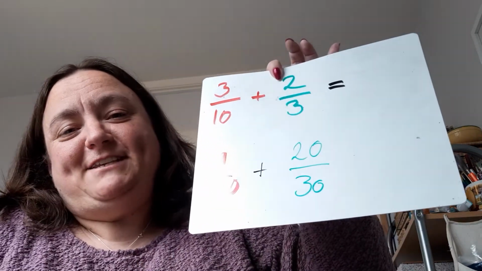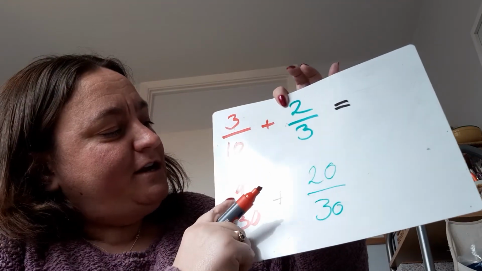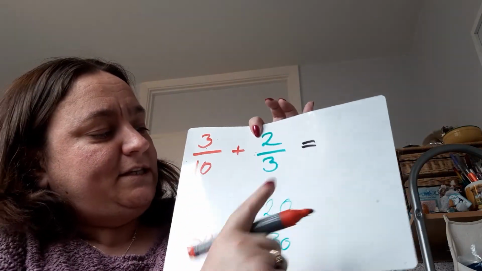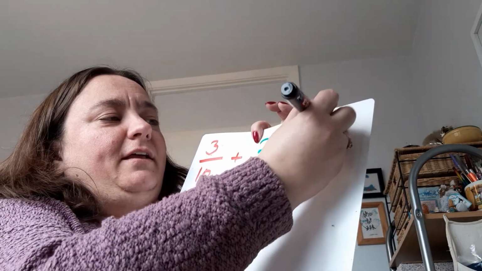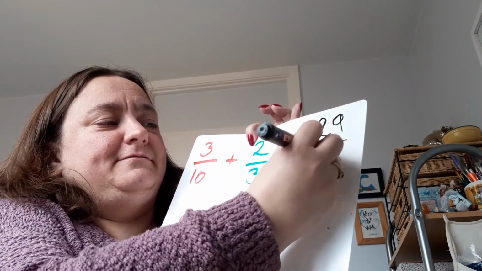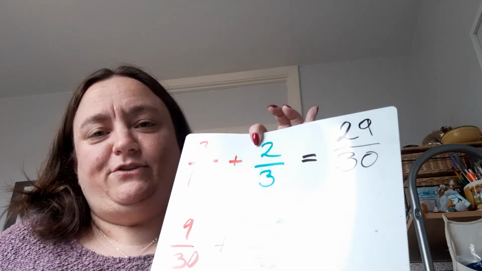Now I can come back over here and write them onto my board. So I have 9/30ths and 20/30ths. And now I can add them together. And you will find that 9/30ths add 20/30ths equals 29/30ths. And that is the answer to that question.